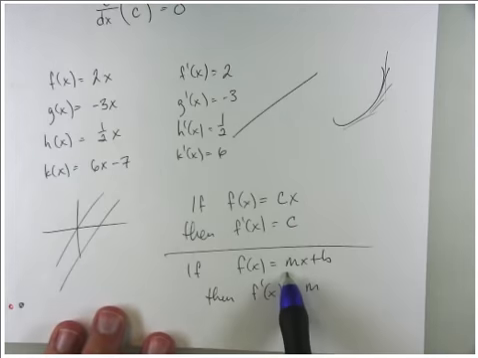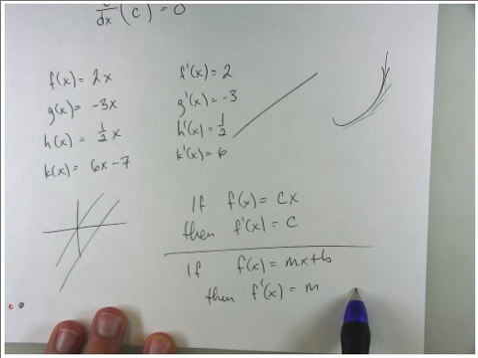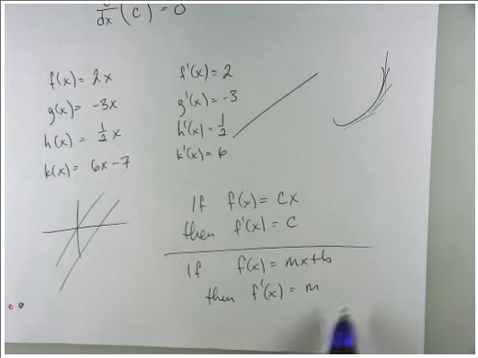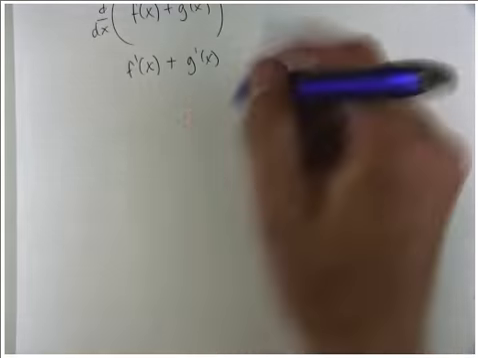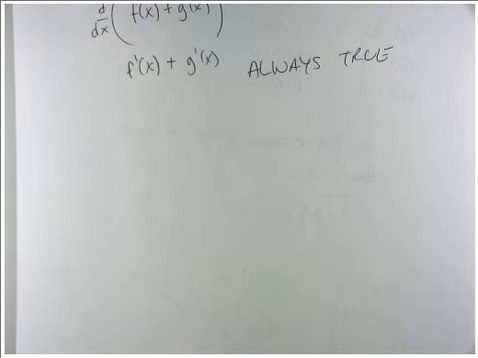If I take some number times x plus some number, the derivative of the first one is m plus the derivative of the second one is 0. M plus 0 is m. Okay? So here's an entire class of functions where that works out exactly. So that's encouraging. I just wonder whether it's true in general. It is. Always true, which is great.